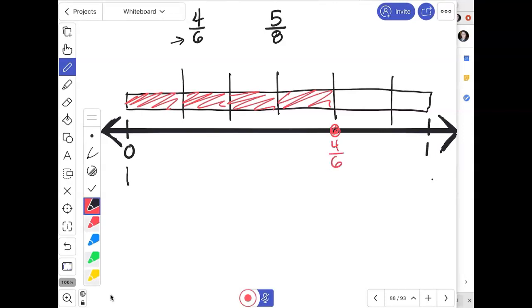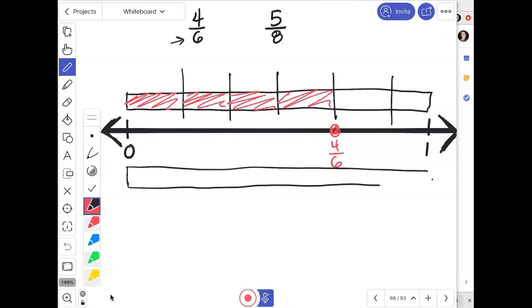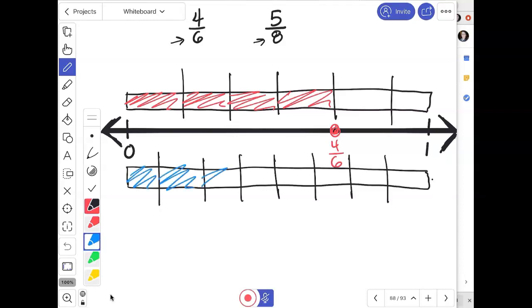Then I'm going to draw a box for my other fraction that I have to plot. I'm going to break it into 8 equal parts. And I am going to shade 5 of them. 1, 2, 3, 4, 5. Ooh, close. But 4/6 is further to the right. It's closer to 1. So 4/6 is greater.